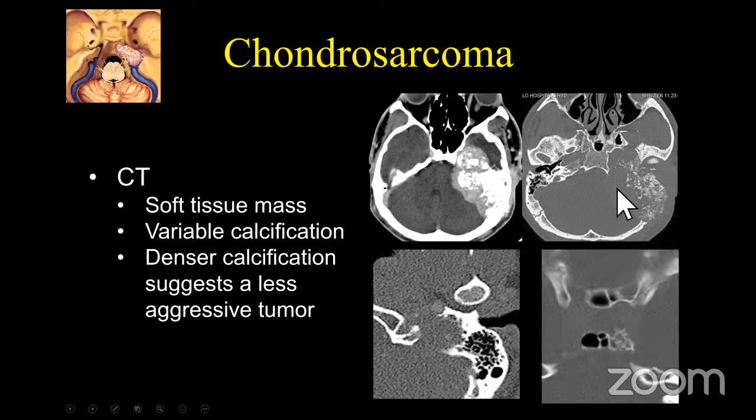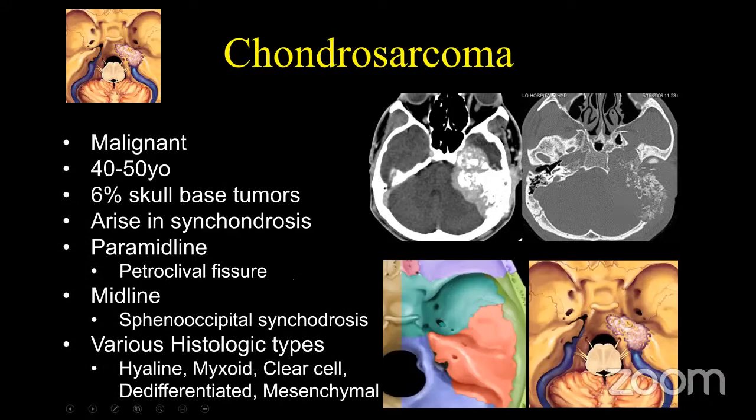So as I mentioned before, you can have these rings and circles that are paramidline, and this is more of the classical appearance of a chondrosarcoma, but realize they can have different appearances, and I'll show those especially on MR. So chondrosarcomas, again, are malignant lesions that arise between 40 and 50 years old. They tend to arise from that petrochlival fissure along the synchondrosis. One thing I do want to emphasize is that there are different histologic types of chondrosarcoma. So you can have myxoid, you can have clear cell.